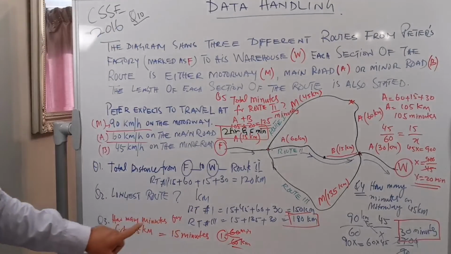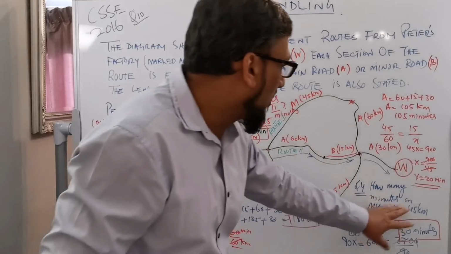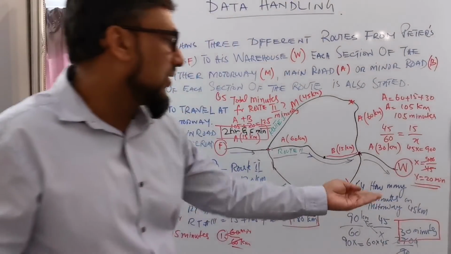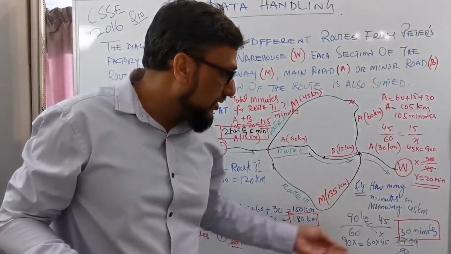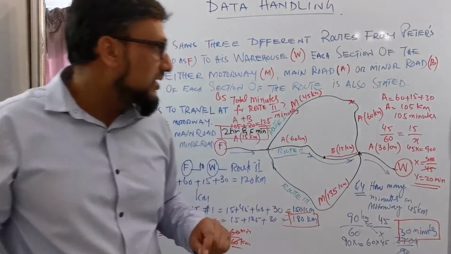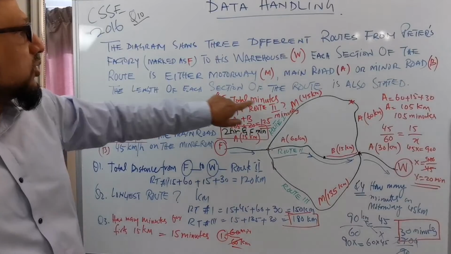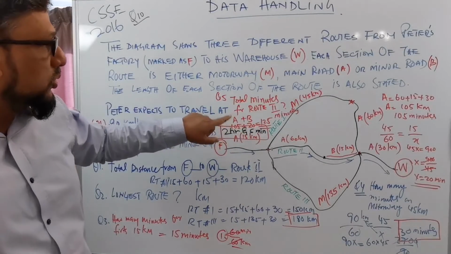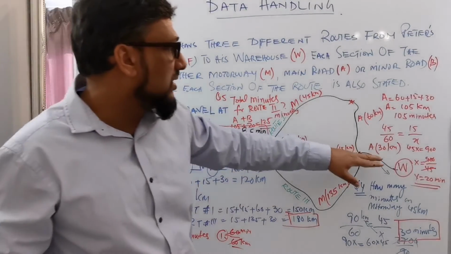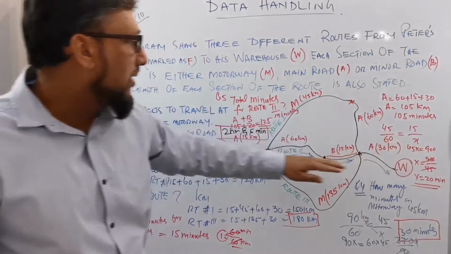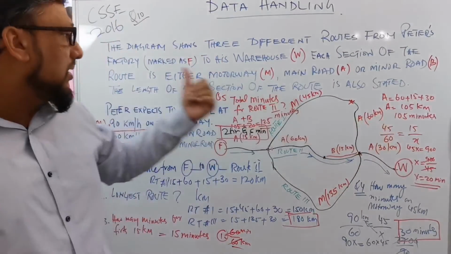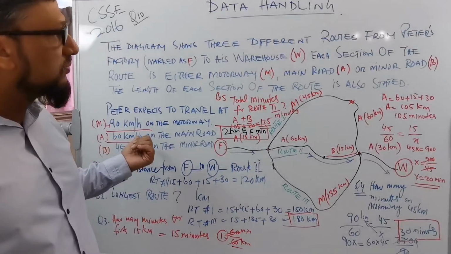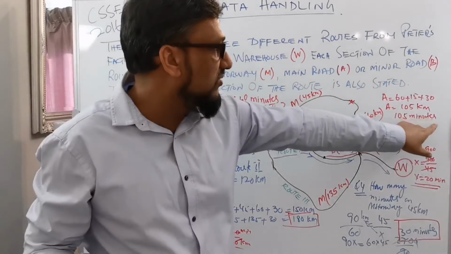The final answer for the third. And the question number 4, how many minutes from the motorway? 45 kilometer. He drives 90 kilometer per hour. So the answer is 30 minutes. And the question number 5, total minutes of the route 2, A plus B. So we work out first the main road, which is 105 kilometer, for 60 kilometer per hour speed. So it means 105 minutes.